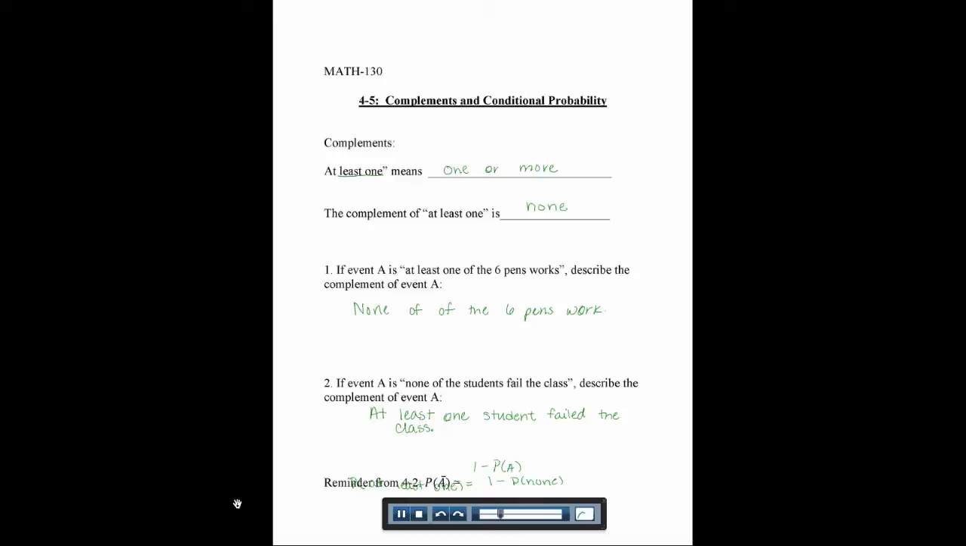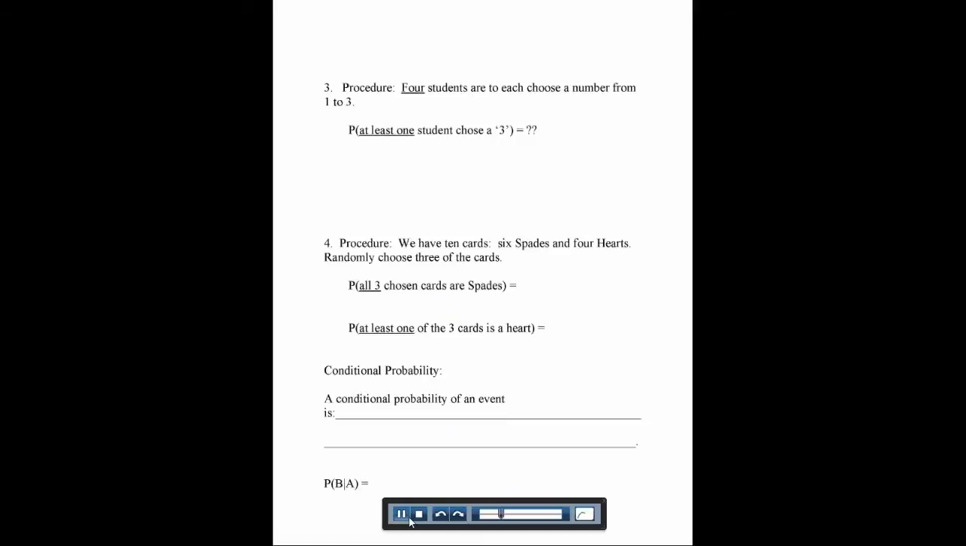Okay, so our first question, where we're going to use this, says 4 students are each to choose a number from 1 to 3. So they're going to randomly choose a number. We want to know the probability that at least one student chose a 3. So the at least one is the complement of none. So this will be equal to 1 minus the probability of no student chose 3.